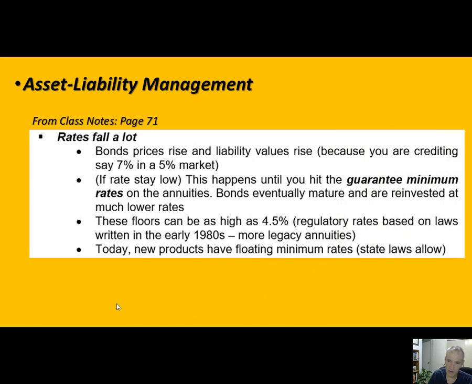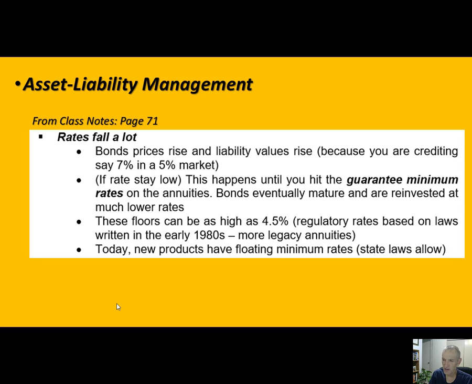What about when interest rates fall? Well, bond prices rise. That's good. The liability value is going to rise as well because you've guaranteed this person a return, and they're still getting that good return because you haven't invested in the bond market. But at some point, rates fall and they stay low. Your bond portfolio starts maturing and rolling over at lower rates. So this is like the worst case scenario that life insurance companies are in today.